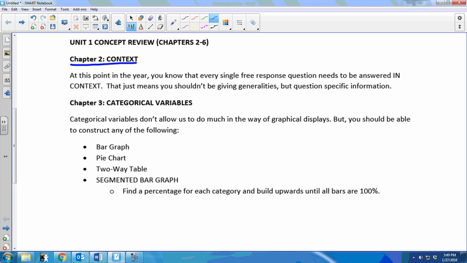When you answer a question on a free response, you write it in a complete sentence and you answer it with the context of the question. Every single free response rubric at some point says, in the context of the question, in order to get it essentially correct. So make sure you're writing it in context.